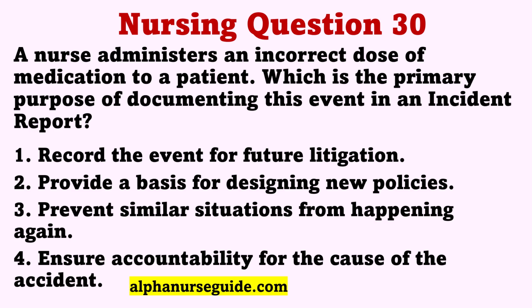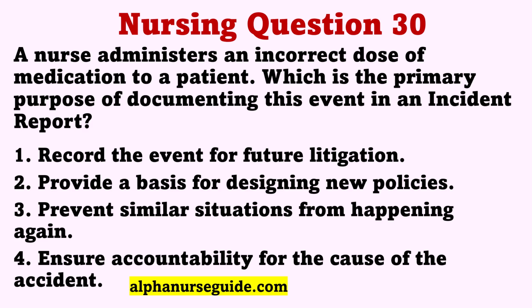A nurse administers an incorrect dose of medication to a patient. Which is the primary purpose of documenting this event in an incident report? 1. Record the event for future litigation. 2. Provide a basis for designing new policies. 3. Prevent similar situations from happening again. 4. Ensure accountability for the cause of the accident. The correct answer is 3.